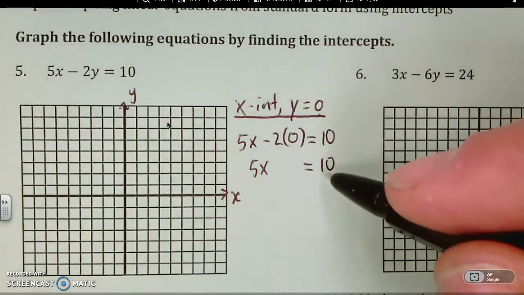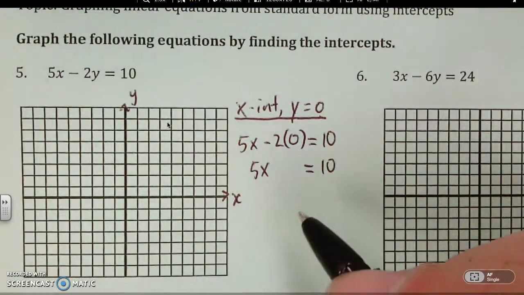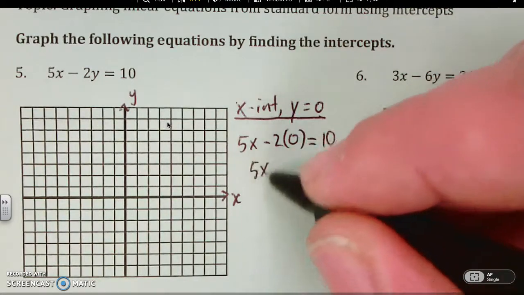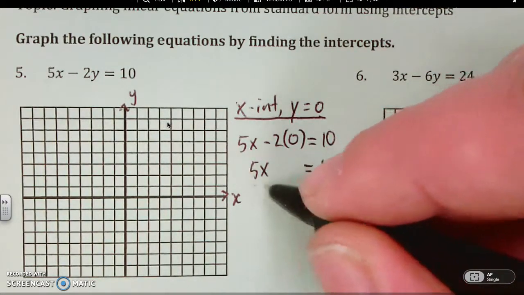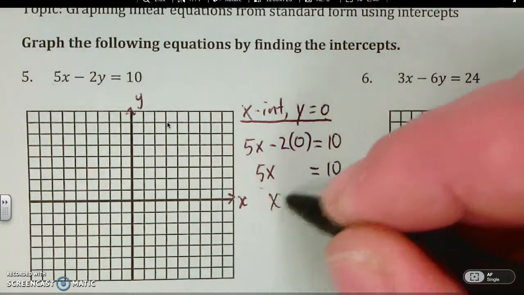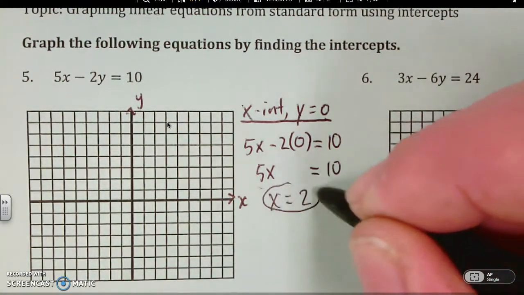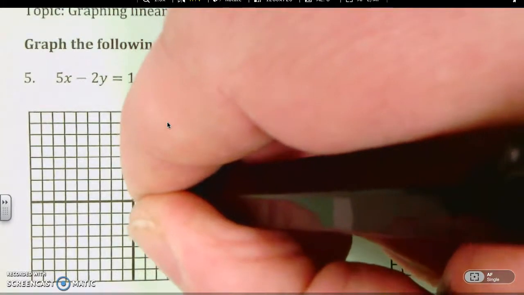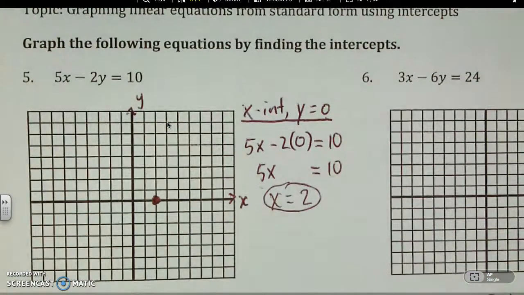If 5x equals 10, then it's pretty obvious what x is. But let's say it wasn't. The method is 5 times x, so to undo that, divide. Divide 5, divide 5, and you get x equals 2. And that's one of your points. So let's put a point at 2 on the x-axis. I'll put a point right there. That's only one point. We need a next point.